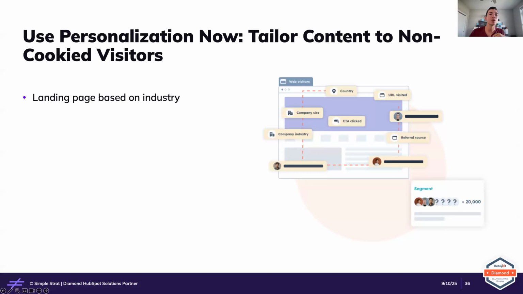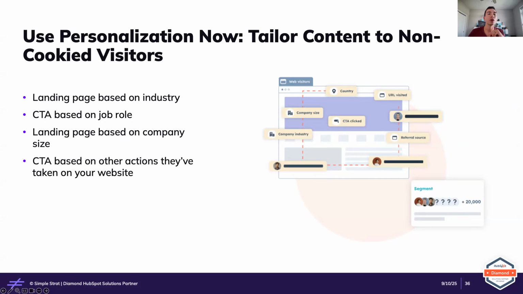So what I mean by that, we can do things like create a landing page based on industry, even if that contact isn't in our CRM. We can give them a CTA based on their job role. So we can give a CTA that's maybe going to appeal more to a decision maker or a user of our product. We can give them a different landing page based on their company size. We can do CTAs based on other actions they've taken on our website. So if they've clicked these things before, or if they've looked at these pages before, I'm going to show them a CTA for this. So lots of different use cases here.